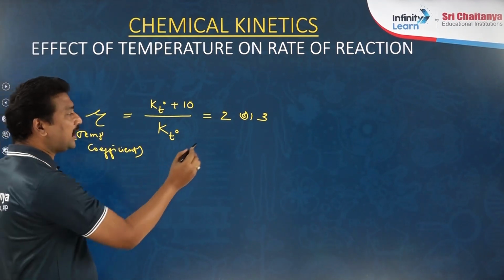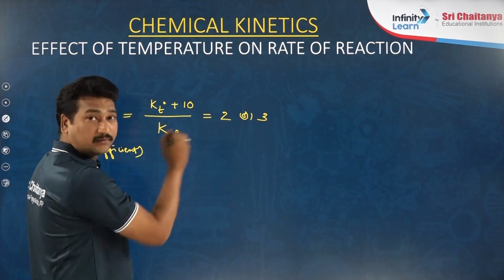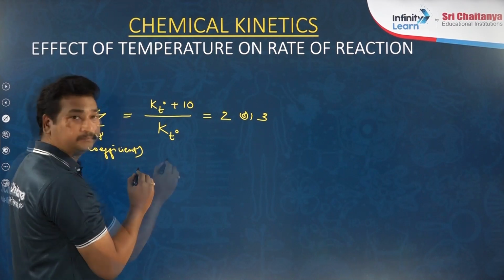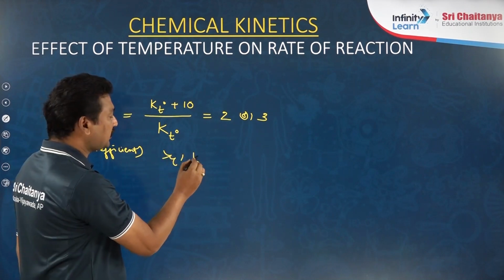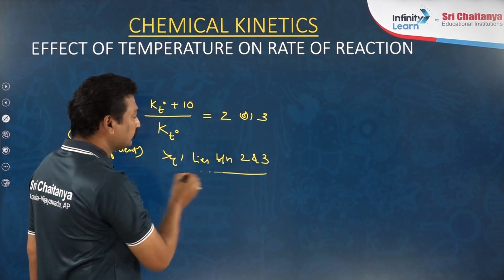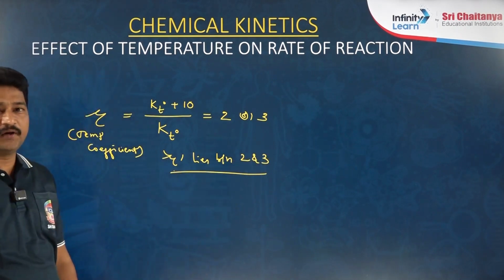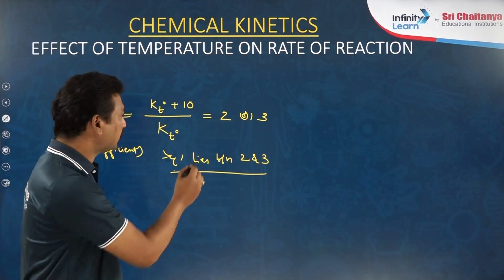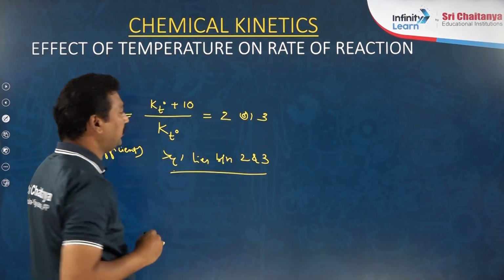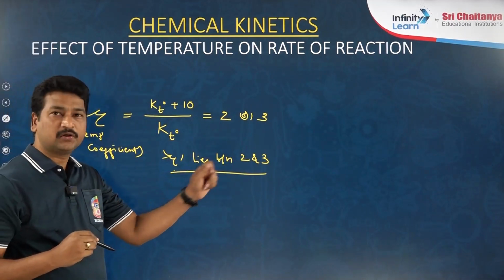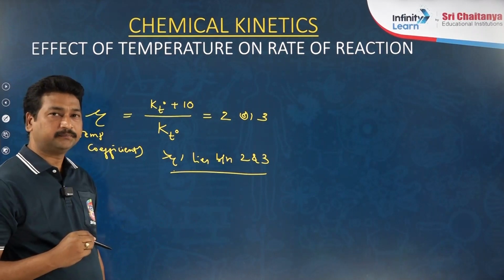And the mu value lies between 2 and 3. From this we can say that for every 10 degree or 10 Kelvin rise in temperature, the rate of the reaction becomes doubled or tripled. So what's the mu value? It lies between 2 and 3.